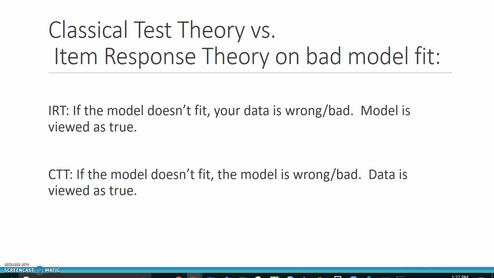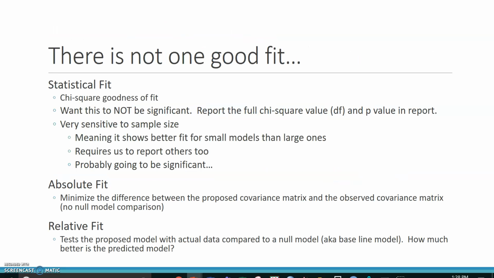When we start thinking about classical test theory versus item response theory, in IRT, specifically Rasch, the model is held as true. So if your data doesn't fit the theoretical model of Rasch, your data is bad and it's not working. In classical test theory, if this model that you have drawn doesn't fit, then the model is wrong or bad, and the data is viewed as true. So you would change your model and see if the data maybe fits better. So since there's no one true good fit, we're going to use 3 different indices to estimate fit.